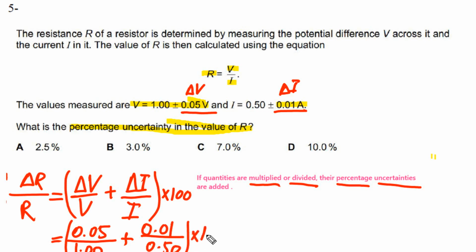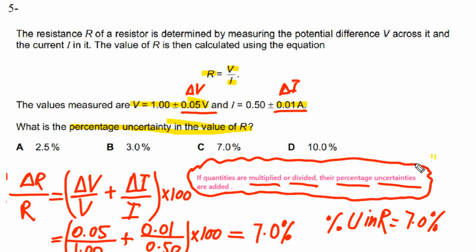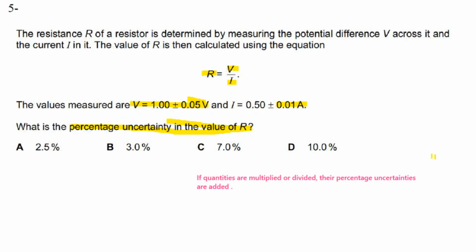We multiply this by 100 because we need to calculate the percentage uncertainty. If we solve this, our final answer will be 7.0%. This is the percentage uncertainty in R. So this is how we can answer. The main idea is that when quantities are multiplied or divided, the percentage uncertainties are added. So our final answer is C.